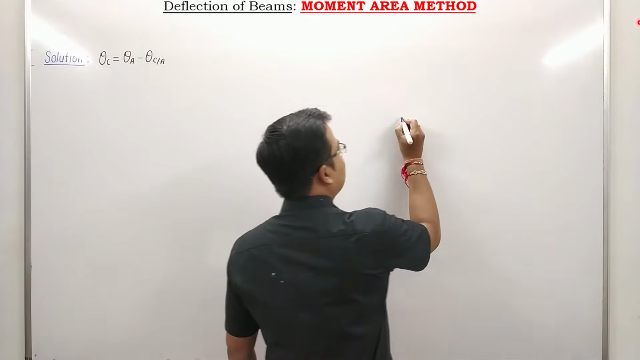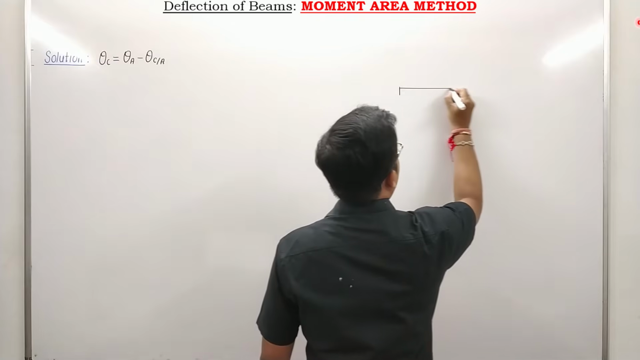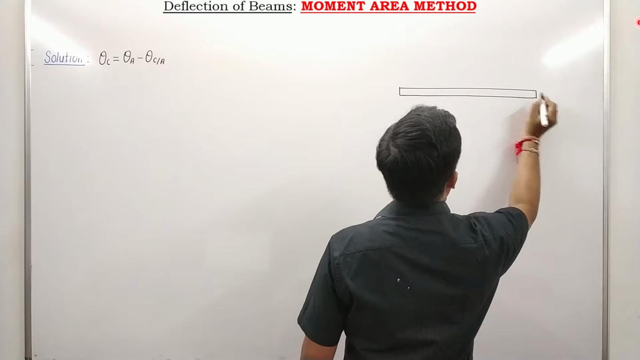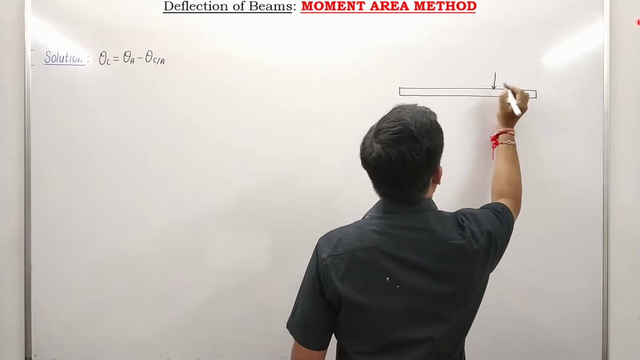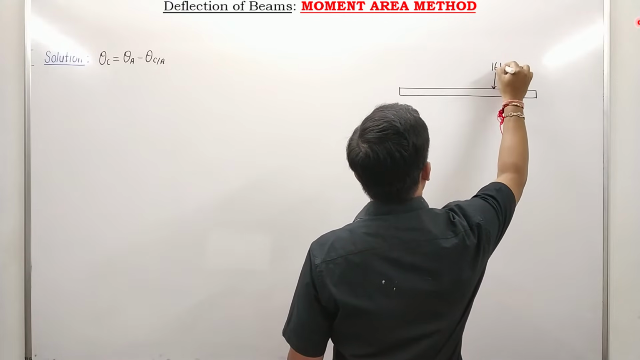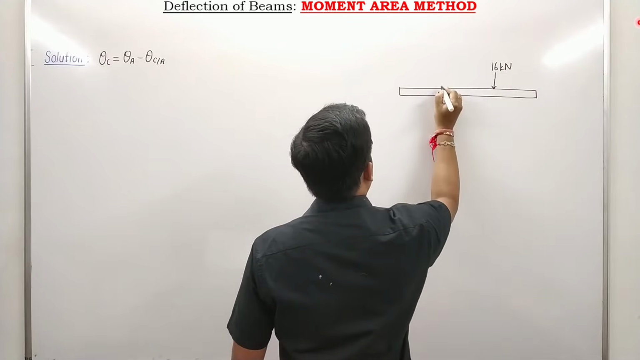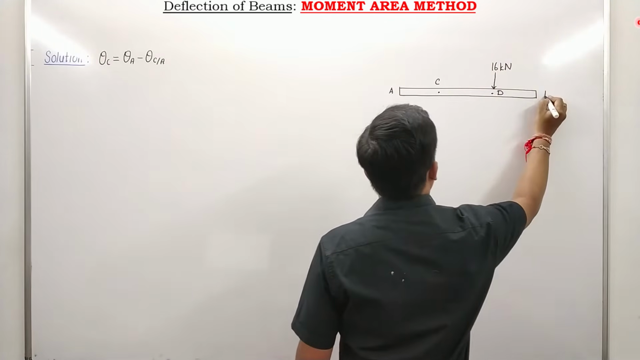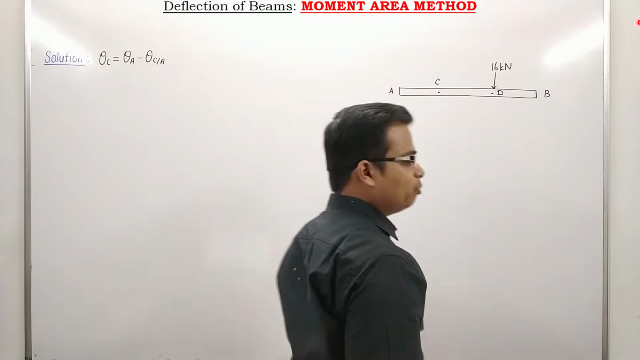So the beam looks like this. Just take a look. Even if you don't know anything about bending moment diagrams, you will still be able to work out everything. So this over here is a force of 16 kilonewton. That's point C for you. That's, let's say, point D for you. And that is A, that is B. And let us try to make the bending moment diagram.